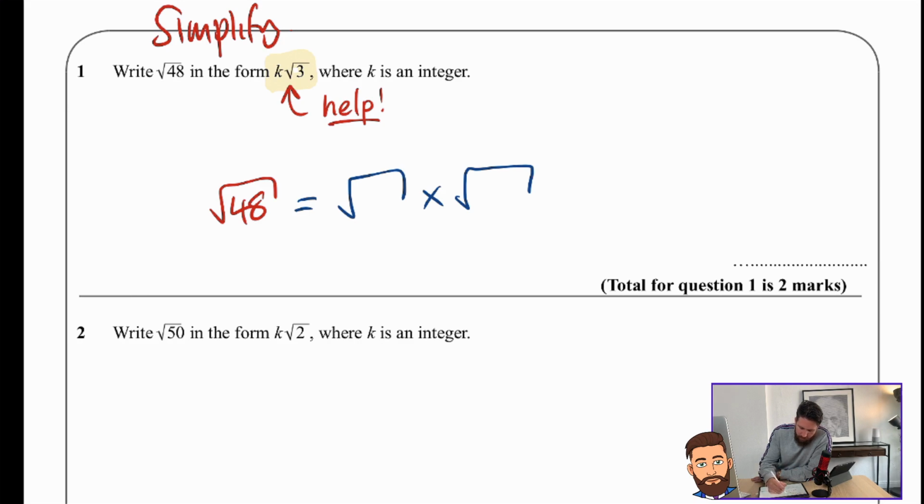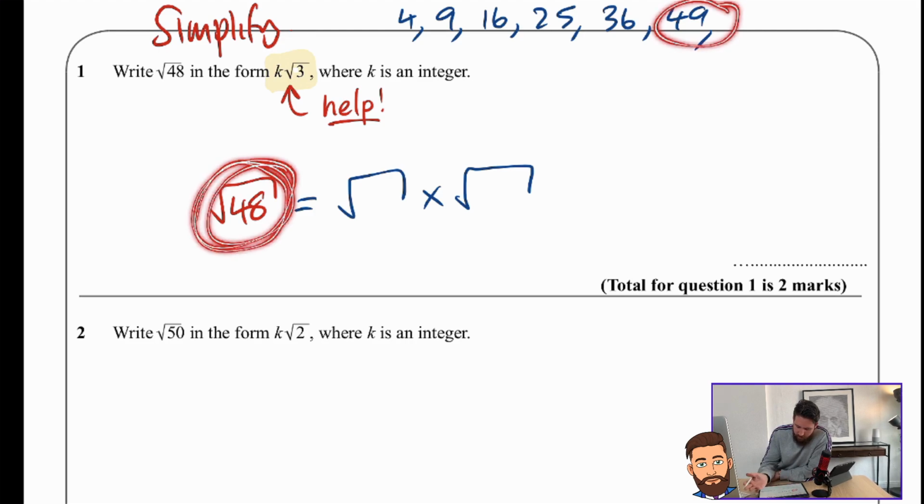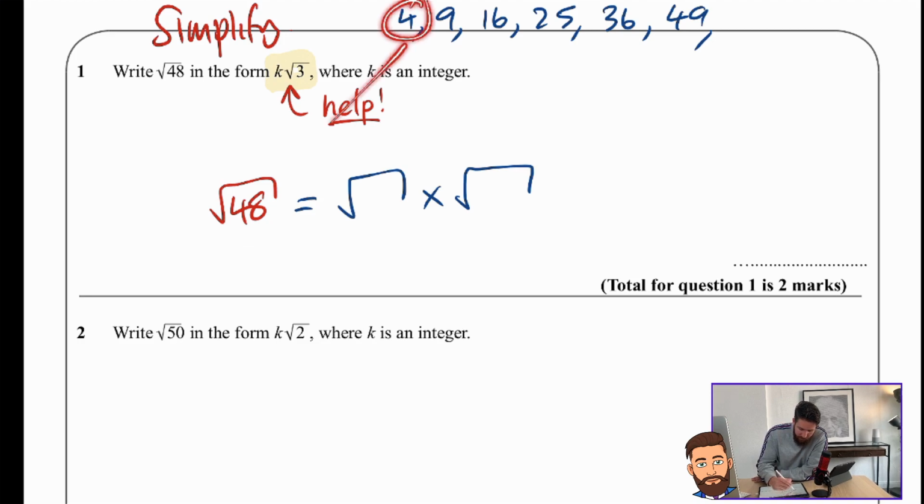So an exam skill here, write your square numbers at the top. 2 times 2 is 4, 3 times 3 is 9, etc. Okay? So really good exam skill. Put your square numbers in up to 49. Don't need anything more than 49 for this question because 48 is the surd I'm looking at. Now the tip here is to find the biggest square number that goes into 48. If you go for the biggest one, there'll be less work in the long run. You can pick a smaller one. For example, 4 goes into 48, but so does 16. It's better to use 16 because there'll be less work for you.